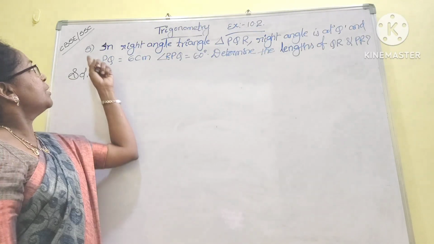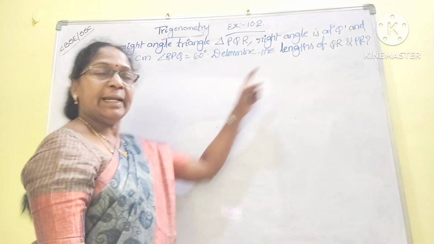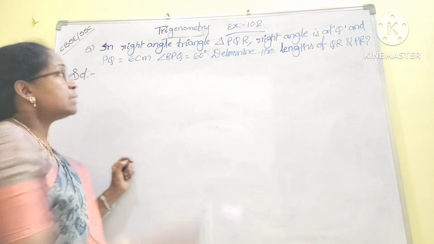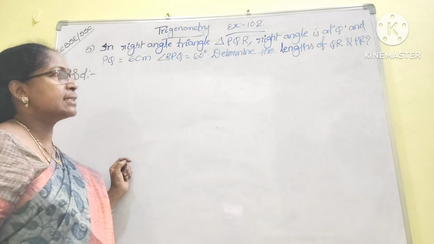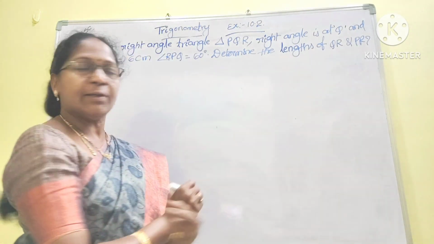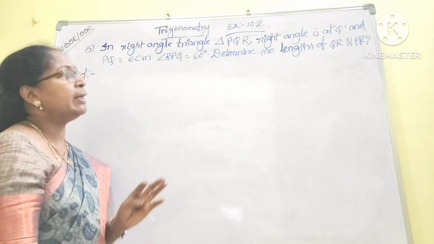Now, next question, fifth one. In right angle triangle, triangle PQR, right angle is at Q and PQ equal to 6 centimeters, angle RPQ equal to 60 degrees. Determine the lengths of QR and PR. This is the given question. So, what is the given data here? First, you have to write down the given data.